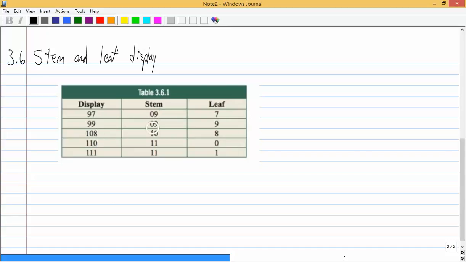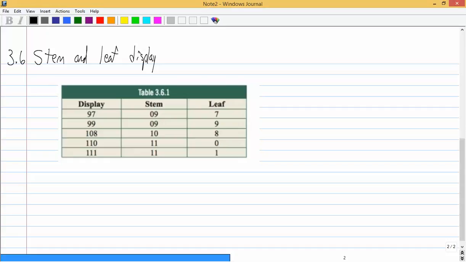108, the stem is 10. 110, the stem is 11. And 111, the stem is 11. And then the leaf is the last number. So the leaves are 7, 9, 8, 0, and 1.